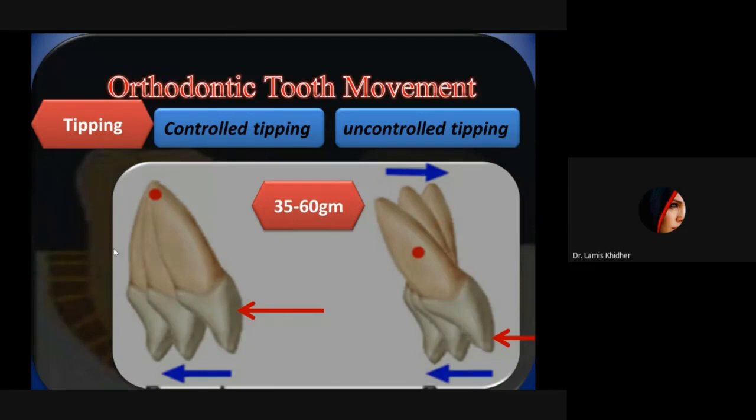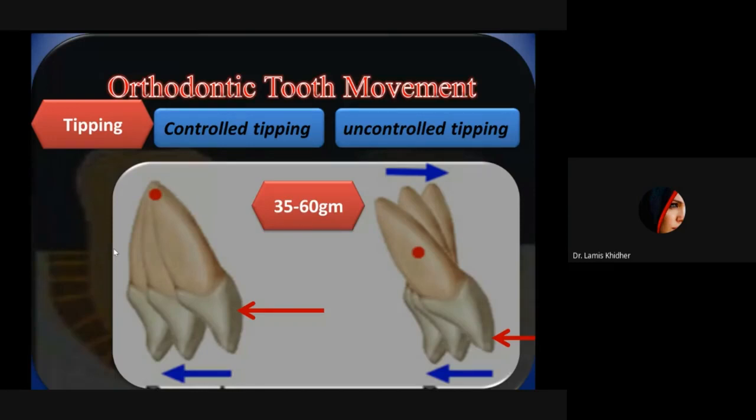In the uncontrolled tipping movement, you can see that the line of force application is located at the incisal third of the crown, and this force application makes the center of rotation located apical to the center of resistance and induces the uncontrolled tipping movement. And this type of force I can get by using a removable appliance or any other appliance that I can remove from the patient's mouth.